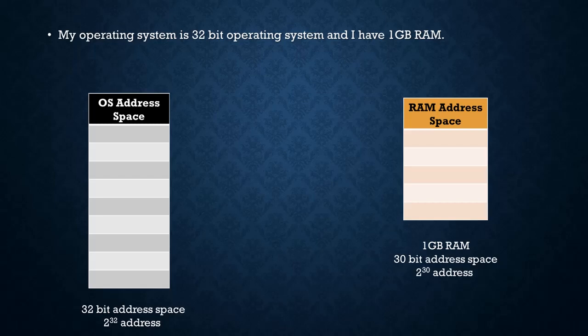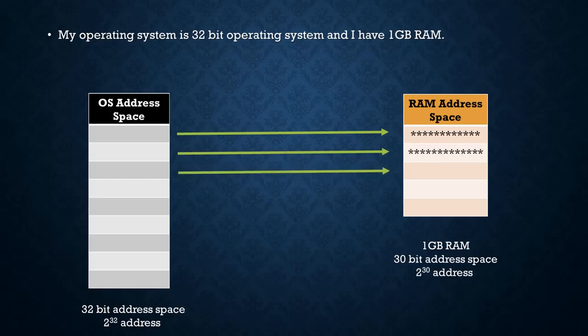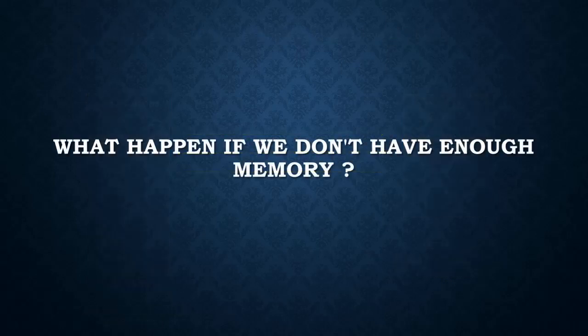Now let's see. I want to load a small video file. Capacity might be 200 MB. So very simple. I do the address mapping. I'm going to load it into my RAM. Fine. No problem. It's working perfectly. You can watch the video.